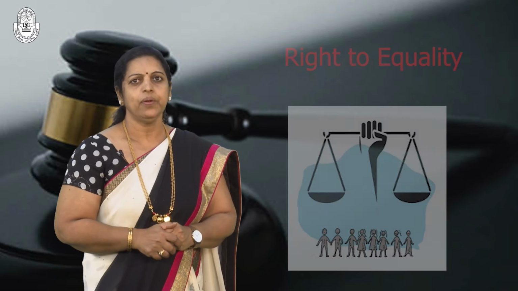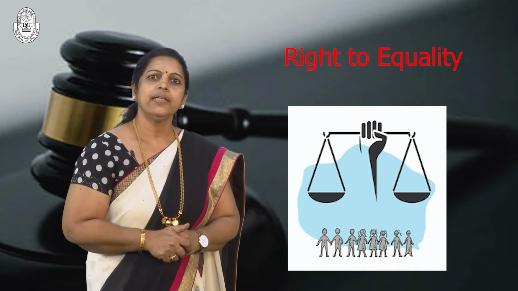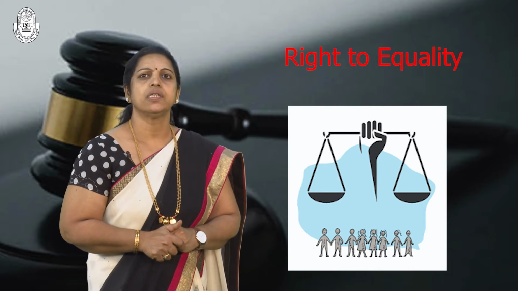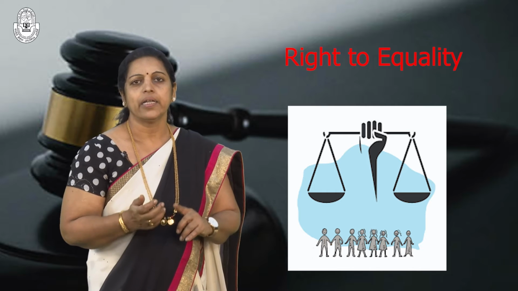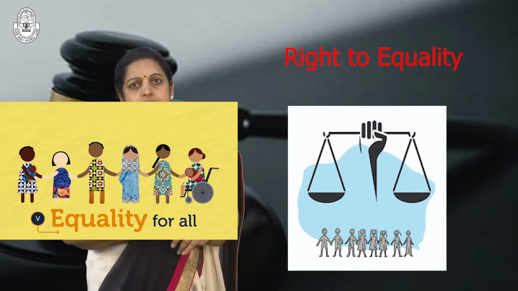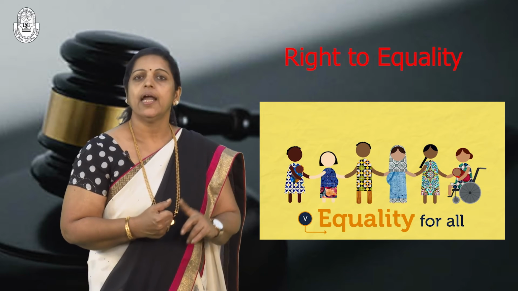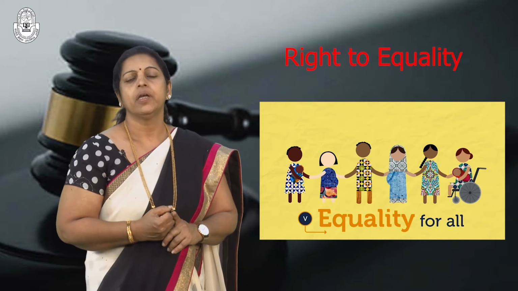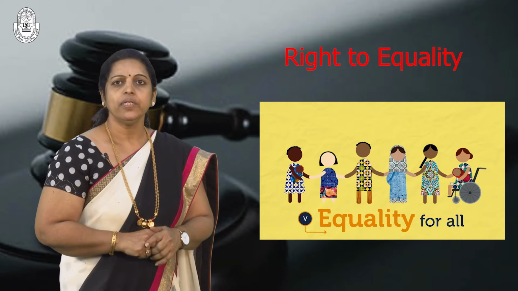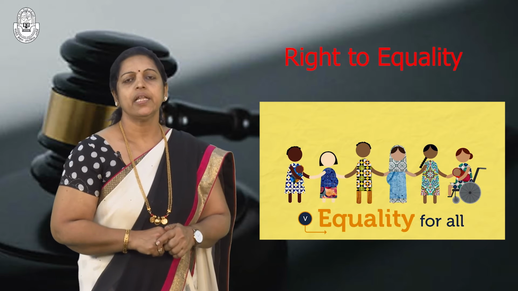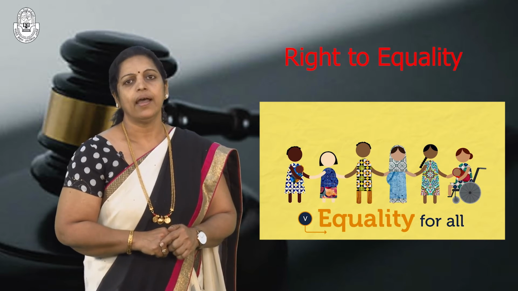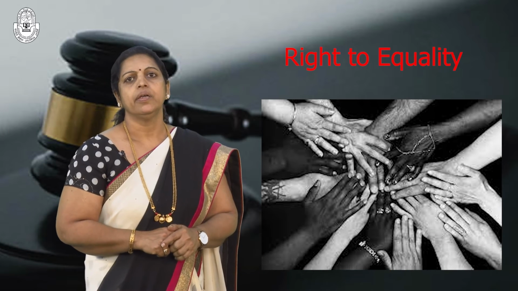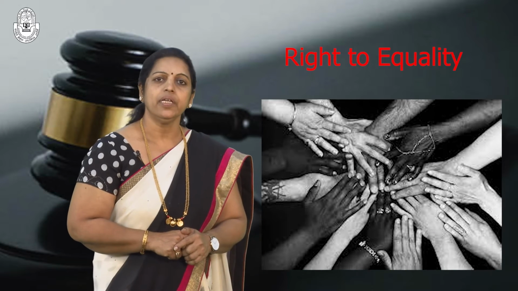First category is right to equality. Right to equality is the first and foremost right. It consists of 5 articles. They are Article 14, 15, 16, Article 17 and Article 18. Here Article 14 declares that the state shall not deny to any person equality before law and equal protection of law within the territory of India.